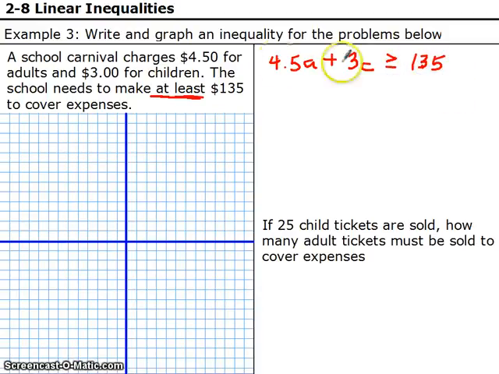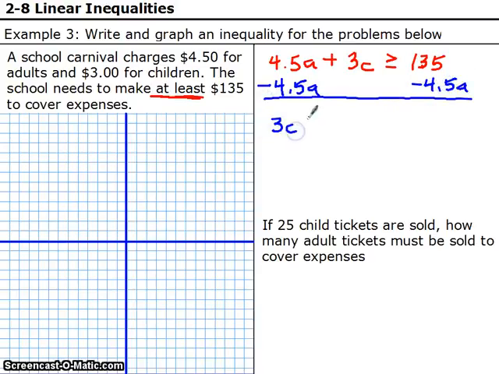All right, now this is in standard form, which is not a good form for graphing, so I want to convert it to slope-intercept. That means I need to get one of these two variables by itself. I'm going to choose C. C is going to be my y in this problem, and A is going to be my x. So I'm going to subtract 4.5A from both sides. So I have 3C greater than or equal to negative 4.5A plus 135.